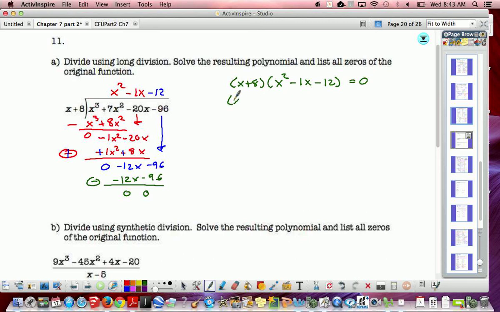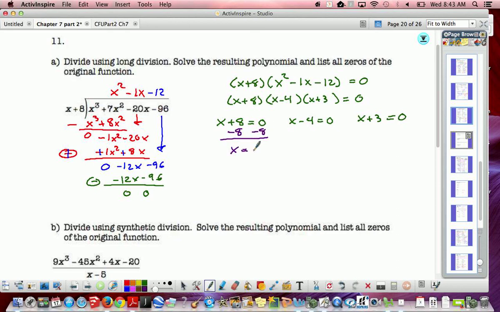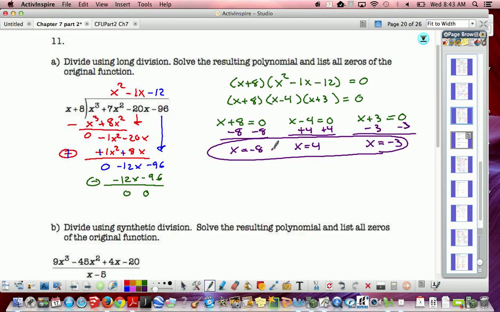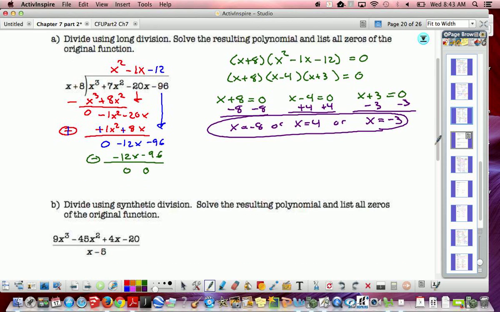Well, let's continue to factor. So factors of negative 12 that add to negative 1 are negative 4 and positive 3. So now I can use zero product property, set them all equal to 0, and I can solve. So I get, subtract 8 here, x equals negative 8, add 4 here, x equals 4, subtract 3 here, and x equals negative 3. And we got our 3 zeros.